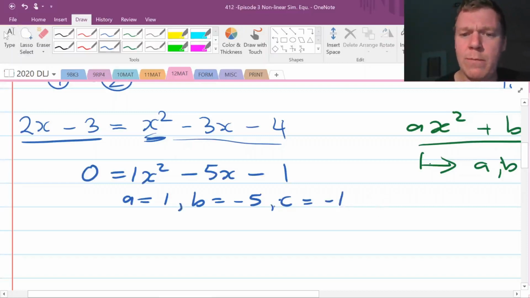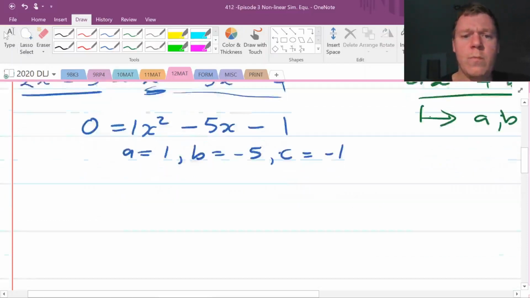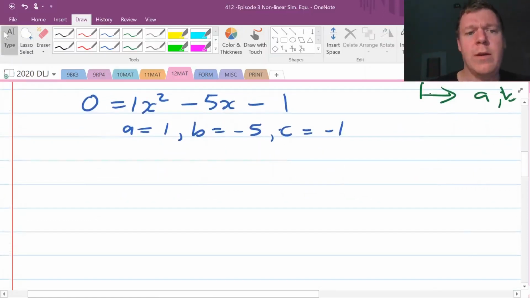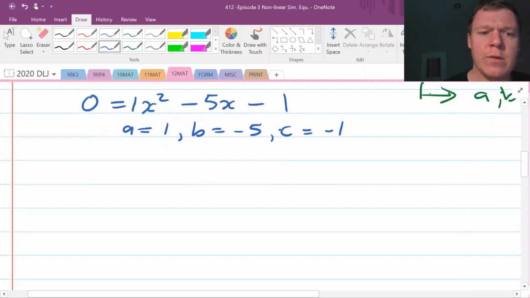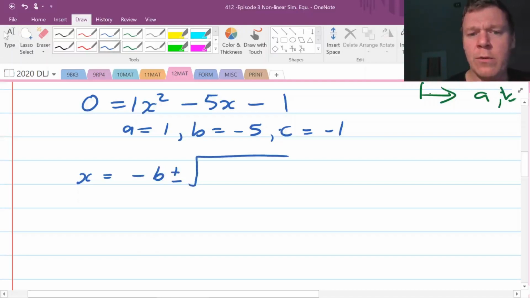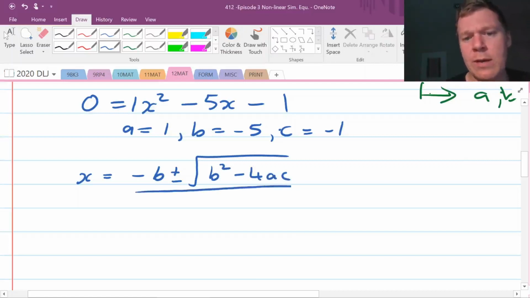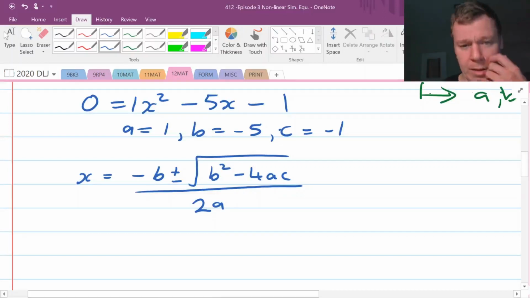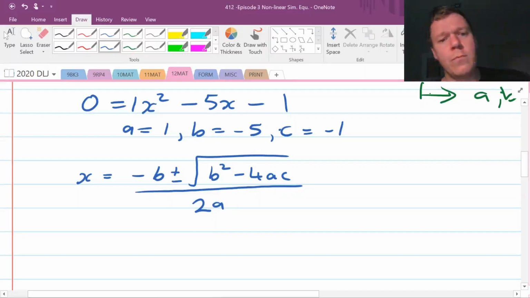So x is going to equal minus b plus or minus the square root of b squared minus 4ac, and then all of that gets divided by 2 times a.